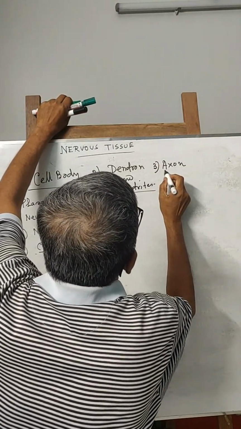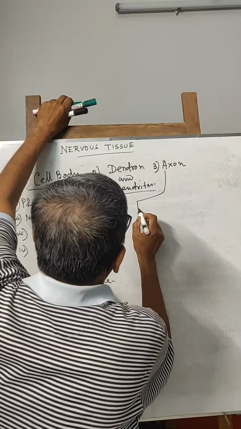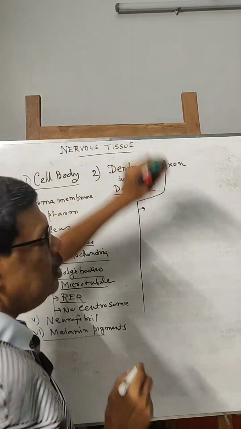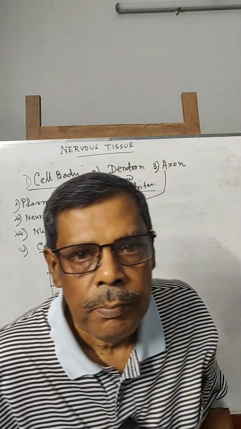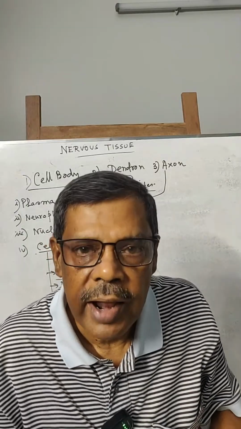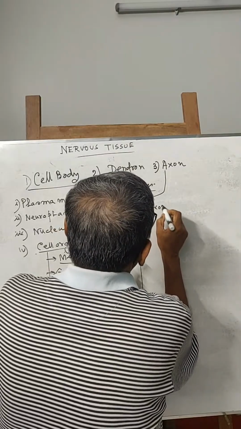Next, axon. This is the longest process of the neuron. It is divided into several parts. The part of the cell body where the axon arises is called the axon hillock.